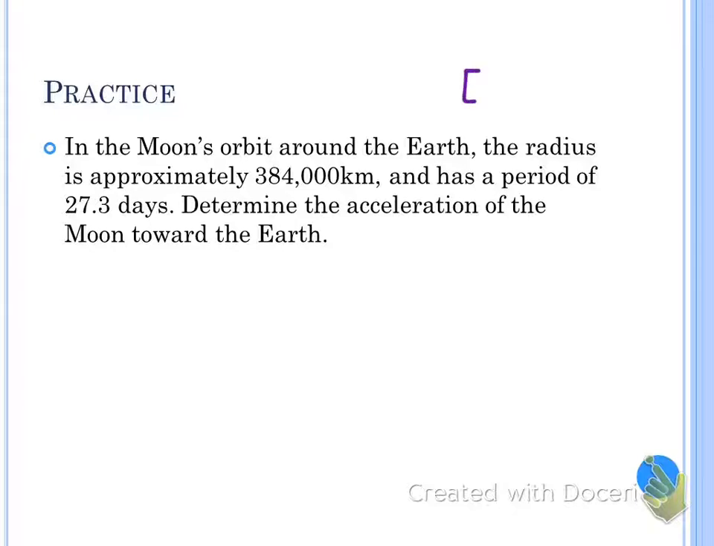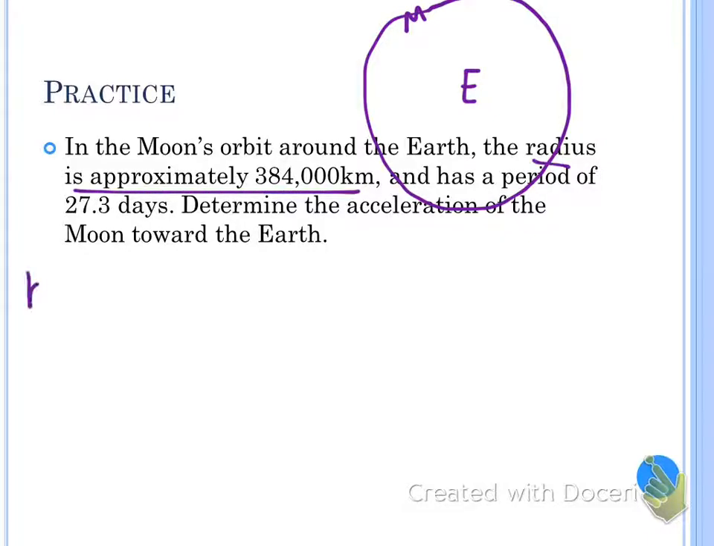Right, so here's the Earth. Here's the moon. We're going to assume that it goes in a perfectly circular orbit. Okay, so the Earth is your axis point, which means this distance is our radius. And can we keep that in kilometers? No.